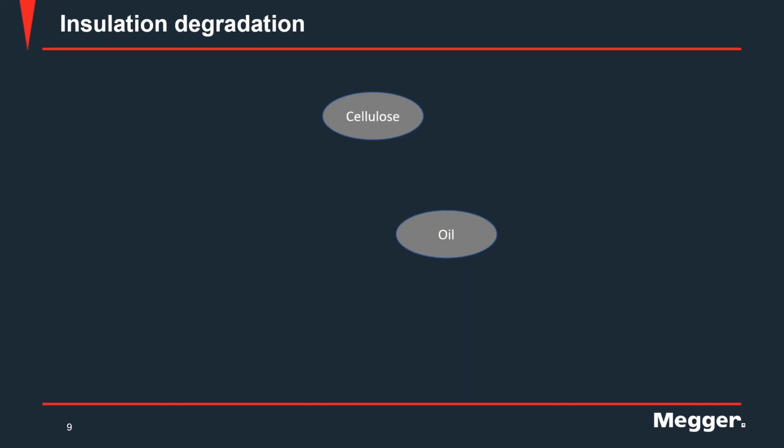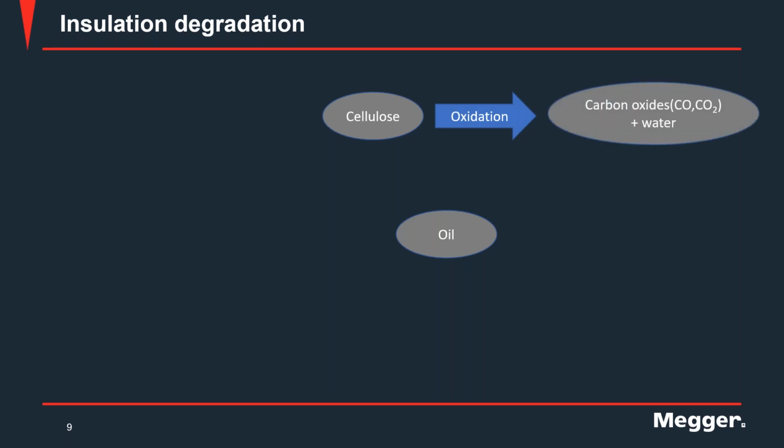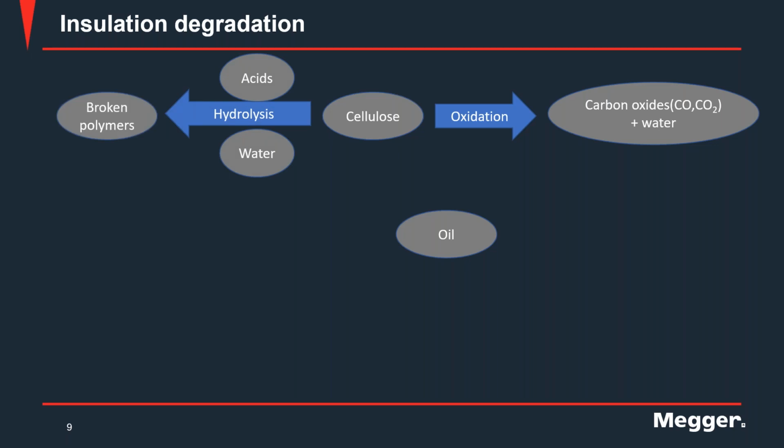So let's now talk about all the chemical processes that occur in the transformer insulation the moment the transformer is put in service. What happens is the cellulose undergoes oxidation. This oxidation process results in the formation of carbon oxides and water. It also undergoes a process called hydrolysis, where it combines with water and degrades. Now, this process is accelerated in the presence of carboxylic acids, which are present in the oil.